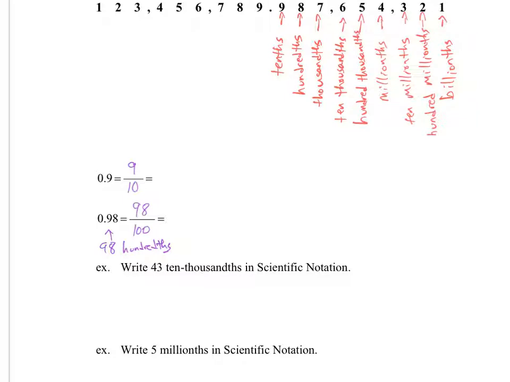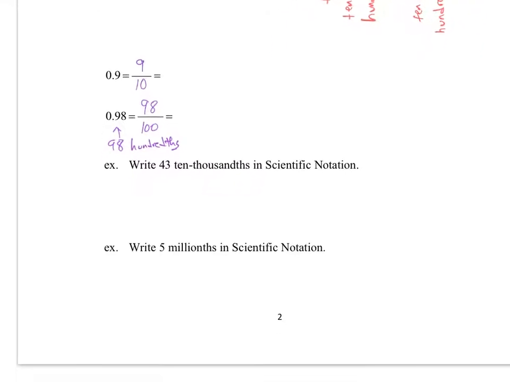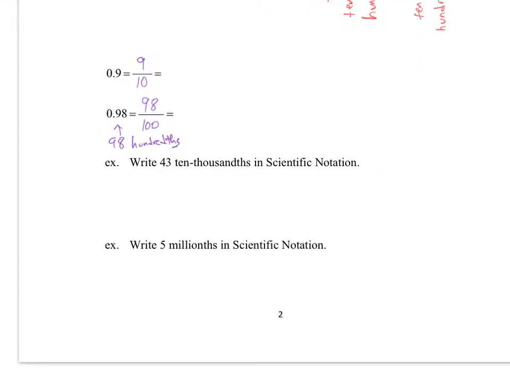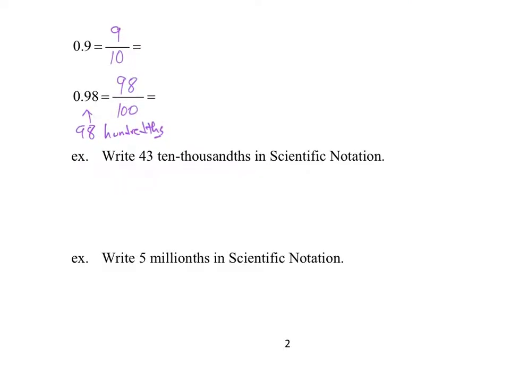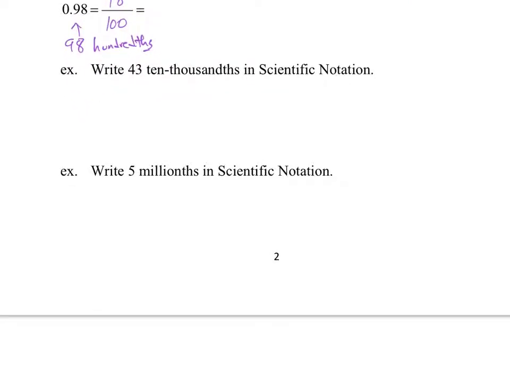Good. All right, this next part, I remember when I first was trying to teach out of this book a couple years ago, I was looking at this: write 43 ten-thousandths in scientific notation. It was like, what? That's really hard. To go from 43 ten-thousandths to scientific notation, my brain just looks at me and thinks, let's go get some candy. This is what I would do if I were you. If you write it a certain way in between, it makes it a whole lot easier.